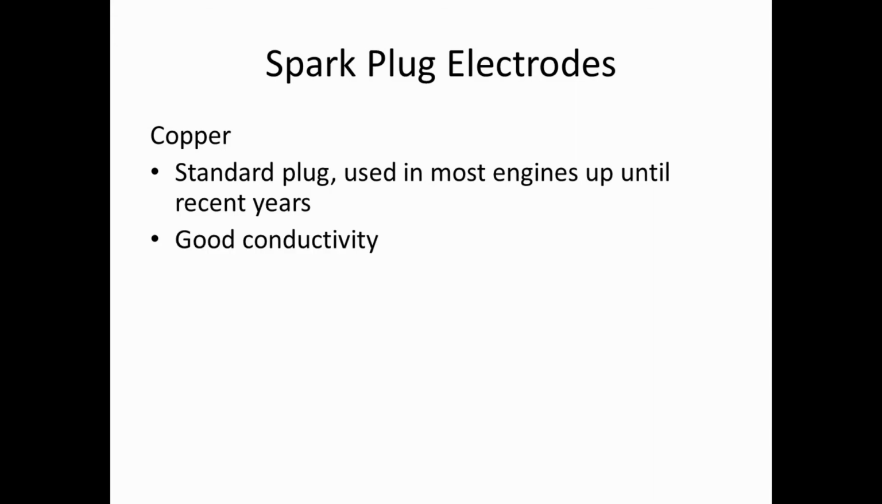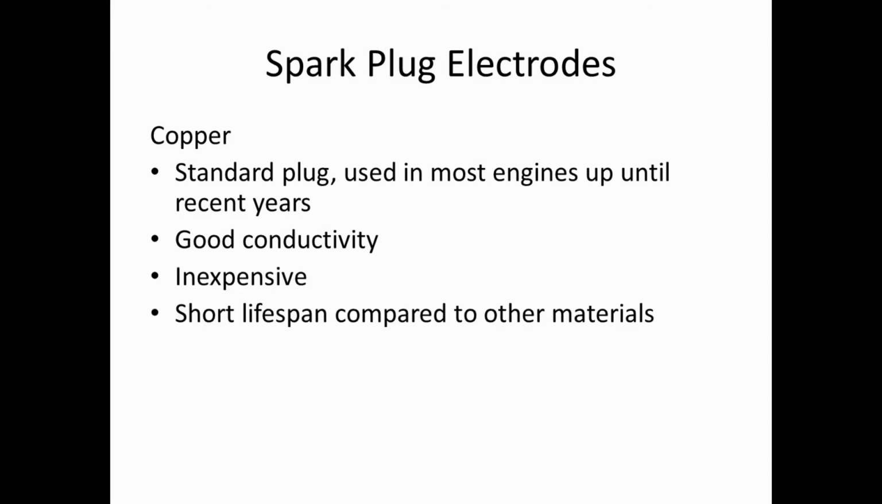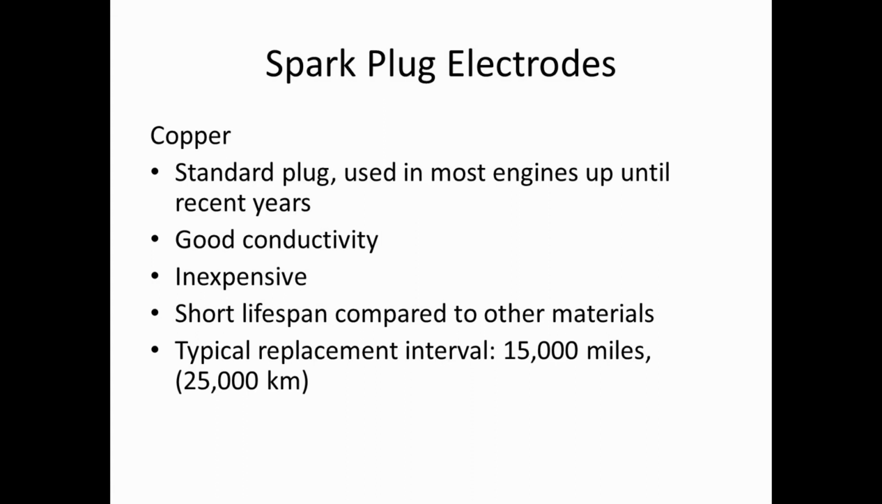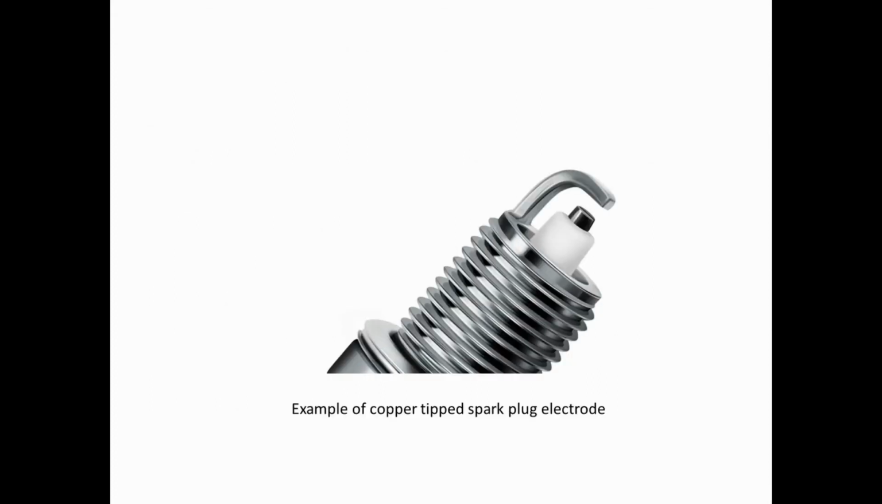It has very good conductivity compared to anything else, actually one of the best. And it's relatively inexpensive compared to the other ones. But it has a very short lifespan because copper is not really typically a very robust material. And your typical replacement interval is about 15,000 miles, or about 25,000 kilometers. They need to be replaced pretty frequently. And they're actually very easy to spot due to the broad flat electrode on the tip. So here's an example of a copper tip spark plug. You can see the end is very broad and flat.